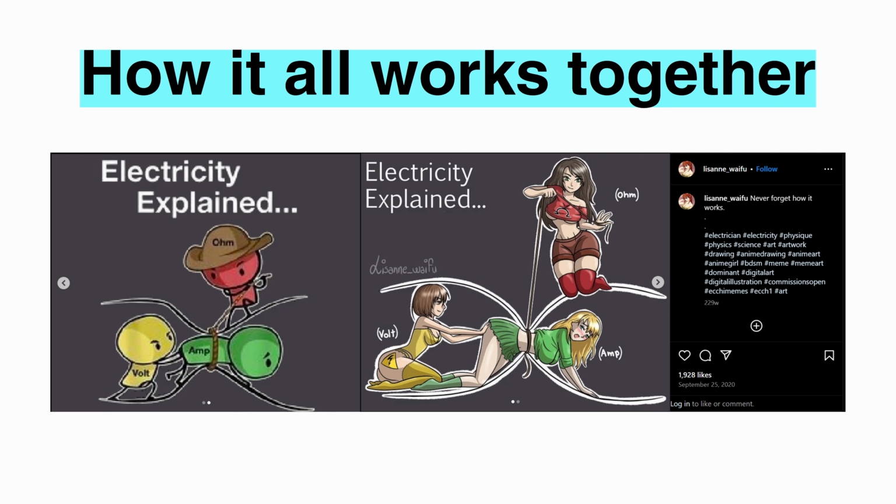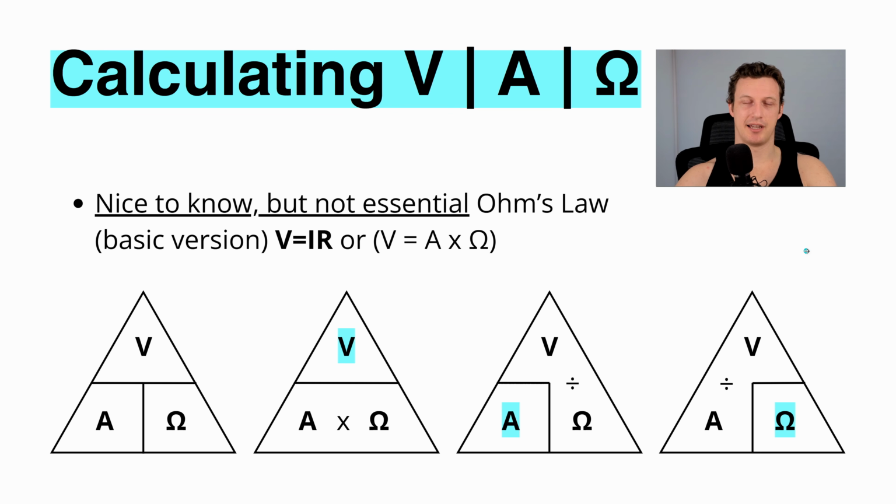So how it all works together. The relationship between electricity is you have ohms, or resistance, slowing down the flow of current, or amps, which is being pushed or motivated by voltage. So you can always calculate what's going on here as well. This is nice to know, but it's not essential. It's called Ohm's law. If we want to solve for voltage, highlighted in blue, it's simply amps times resistance. If we want to solve for current or amps, it's simply voltage divided by resistance. And if we want to solve for resistance, it's voltage divided by amps.